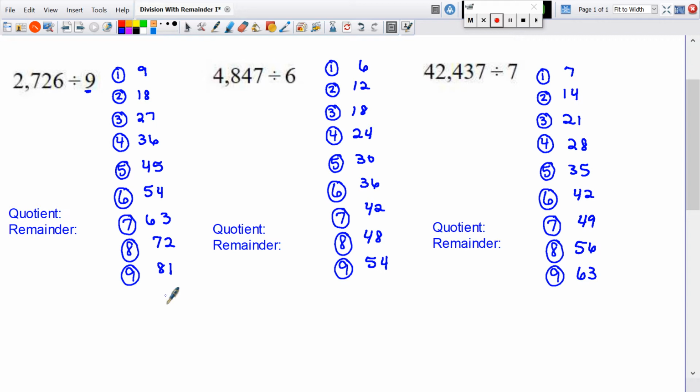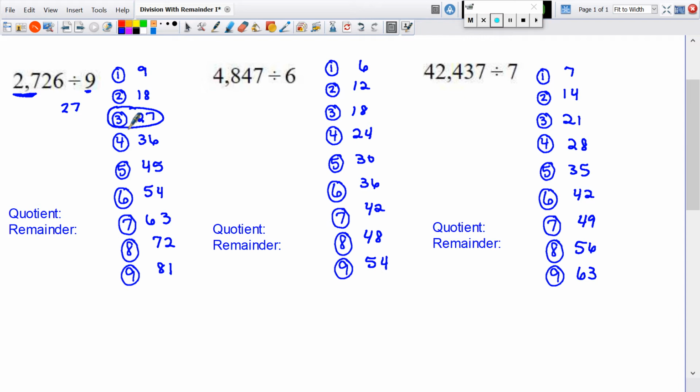Once you've done that, you start with the numbers you're dividing, 2,726 divided by 9. You start with these numbers over here. You can't use a 2 because you can't use any number smaller than the first number on your list. So we're going to go to 27. I'm looking for the number that's greater than 20, and actually 27 is exactly on this list. So 27 is what we were looking for.